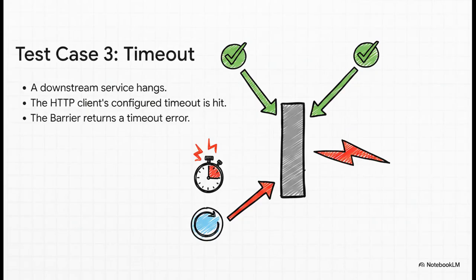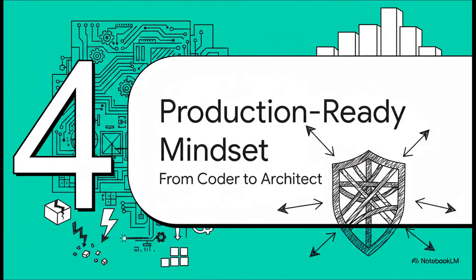And finally, we've got to talk about the silent killer of distributed systems, the service that just never responds. It's just hanging. We can't wait around forever. That's why we have a timeout configured on our HTTP client. When that timeout gets triggered, the worker reports a timeout error, and the barrier fails fast, just like it did in the last scenario.